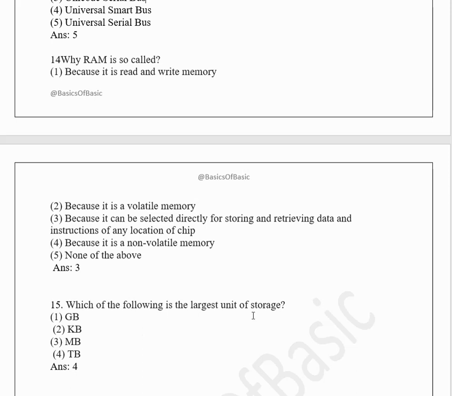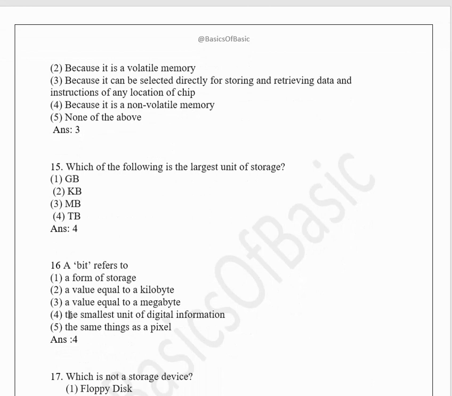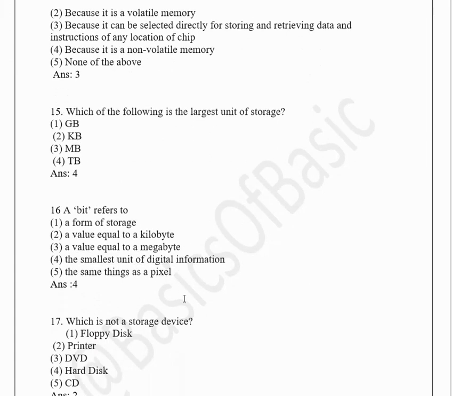Which of the following is the largest unit of storage? This is very easy. It is TB, terabytes. Nowadays computers and laptops usually have storage of 1 TB. Next, a bit refers to: a form of storage, a value equal to kilobyte, a value equal to megabyte, the smallest unit of digital information, the same thing as a pixel. The answer is the smallest unit of digital information.